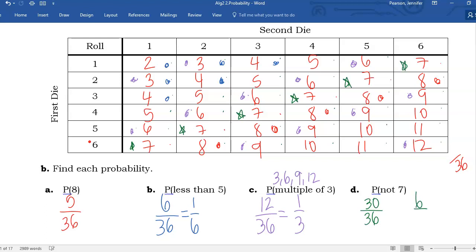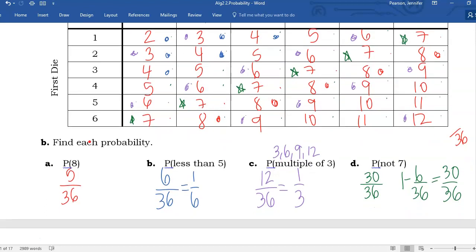And notice that they're going to add up to 1 whole. 30 and 6 makes 36 out of 36, which is 1 whole. So we could have done 1 minus 6 out of 36 to get the same answer, okay? And do we want to reduce this fraction? Sure, why not? 30 and 36 both divide by 6, so that would be 5 out of 6. So you can say 30 out of 36, or 1 minus 6 out of 36, or 5 out of 6.